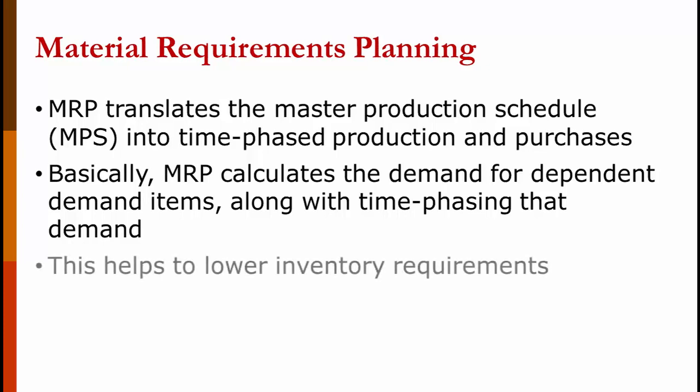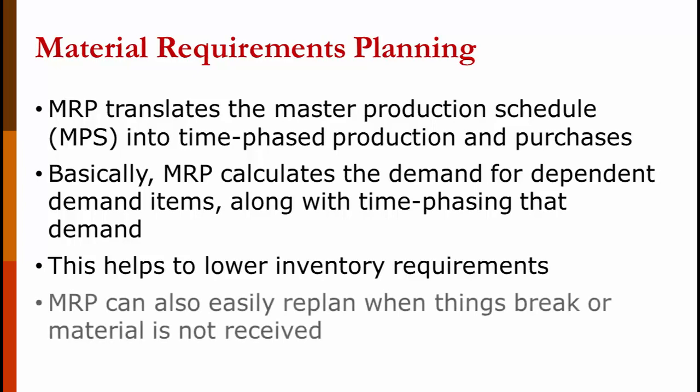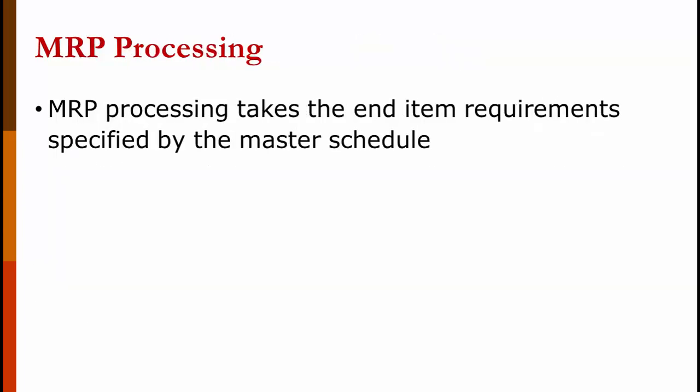This helps to lower our inventory requirements, basically our inventory on hand, by only receiving or producing things when we need them. MRP can also easily be used to replan when things break or material is not received so we can't produce what we originally planned to produce.